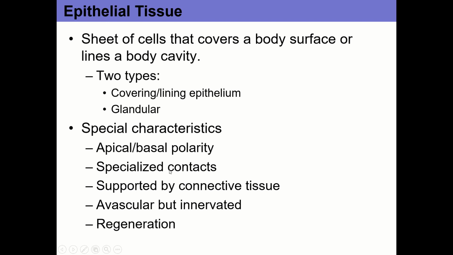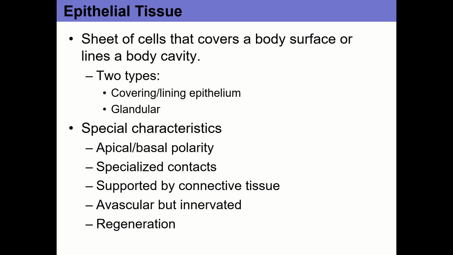That is kind of the short version of things I want you to know. In terms of specialized contacts, remember when we talked in chapter 3 about the interaction between cells. We talked about how between cells you might have gap junctions, desmosomes, or tight junctions. So remember that tight junctions are going to basically anchor two cells together and keep things from slipping between them.